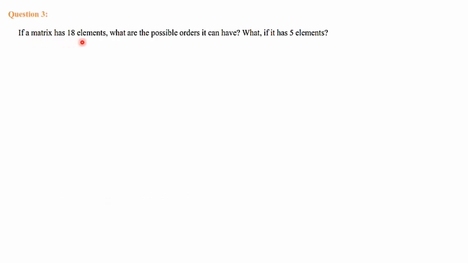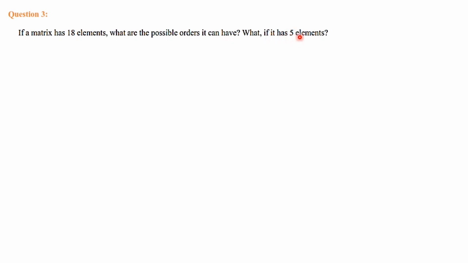If a matrix has 18 elements, what are the possible orders it can have? What if it has 5 elements? Just similar to the previous question, we take 18 and write it as a product of two numbers, and all those pairs together we will count and write as the order of the required matrix. And what if it has 5 elements?